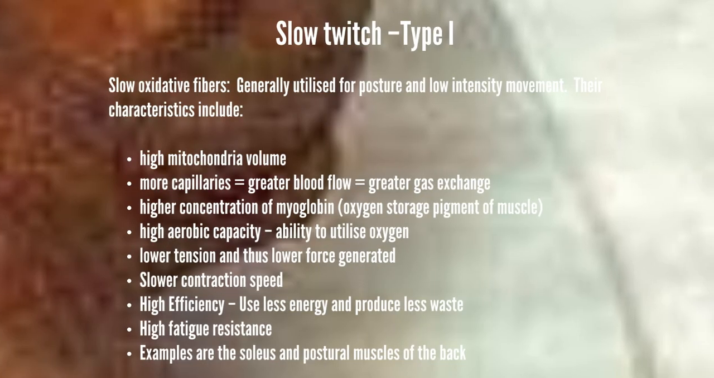So what can we say about slow twitch fibres? Quite a few things here. We'll just pick out the key ones. They're also known as slow oxidative, as I said before, meaning that they use the oxidative system. They're usually used for posture and low intensity movement. Some things we can say about them is they have high mitochondria. They have more blood vessels or capillaries than fast twitch fibres, meaning that they have a lot more blood flowing through them. Of course that blood is there for the ongoing delivery of fuel and oxygen and the ongoing removal of carbon dioxide. They also have more myoglobin, as I mentioned before. They use the aerobic system, and therefore have a high aerobic capacity.